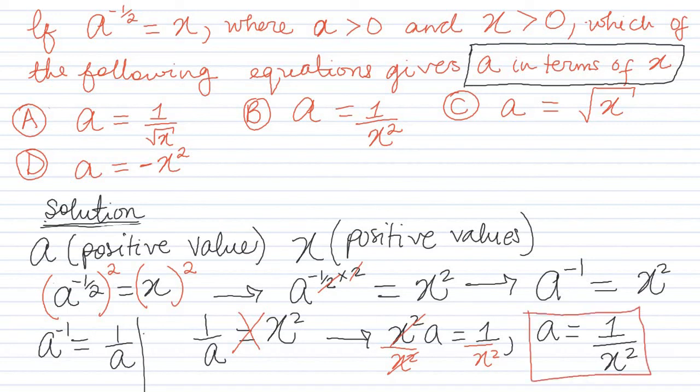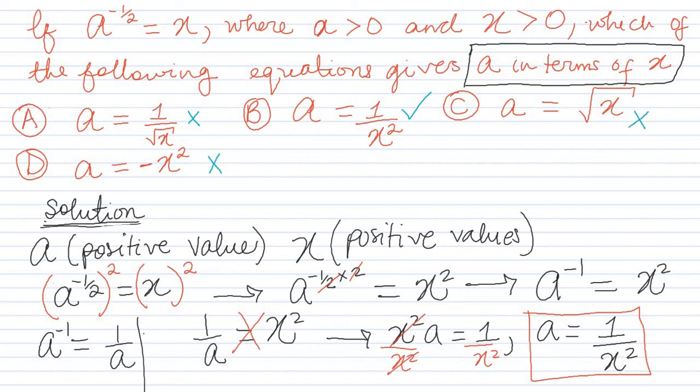So the first option for this particular question, a equals 1 over the square root of x, does not work. B works, that's good. We can look at C, does not work. We can look at D, does not work.